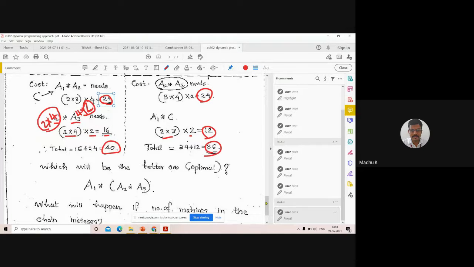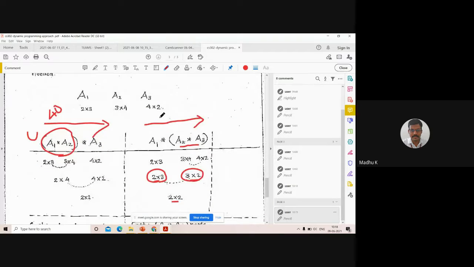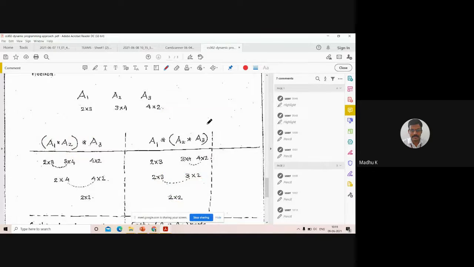So which will be the efficient one? These are the two orders possible. I tried to find some other order, but it's not possible. Only these two sequences are possible in this case. One sequence will take 40 scalar multiplications, the other 36. Which will be the efficient one? This one, because it will take the minimum number of scalar multiplications, 36.